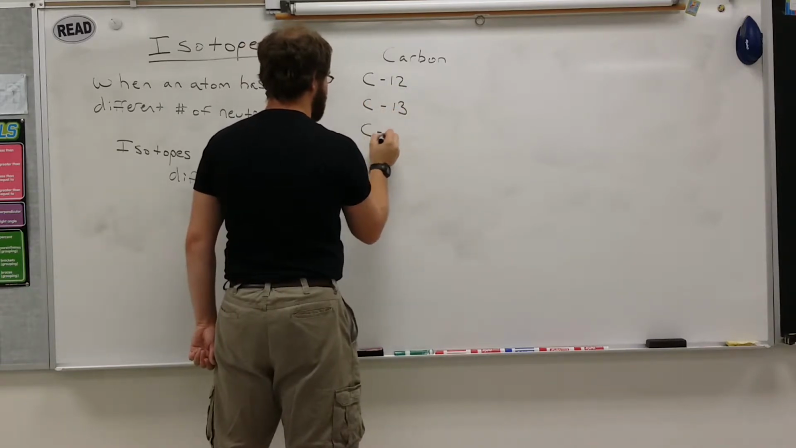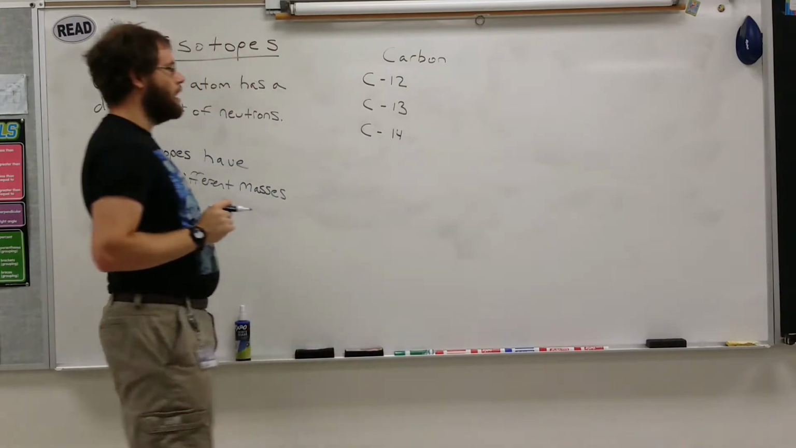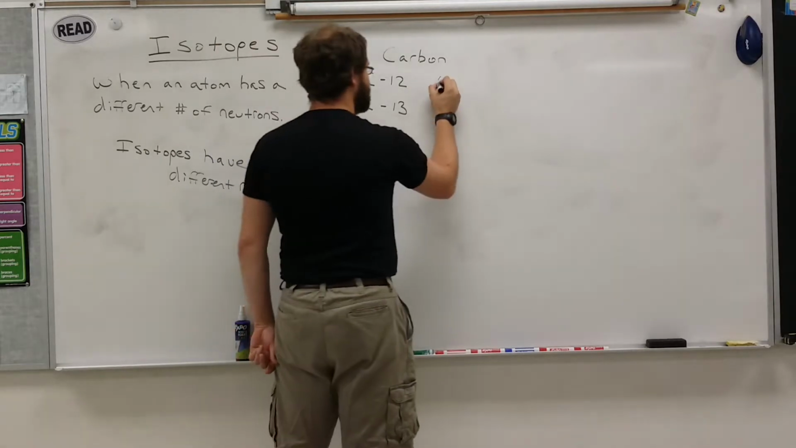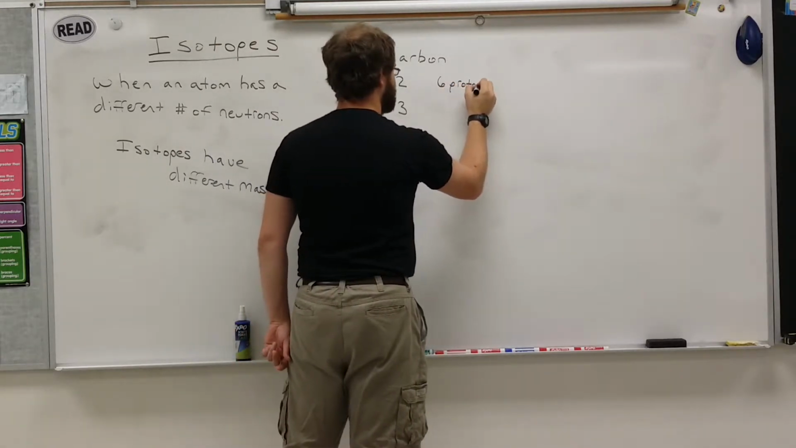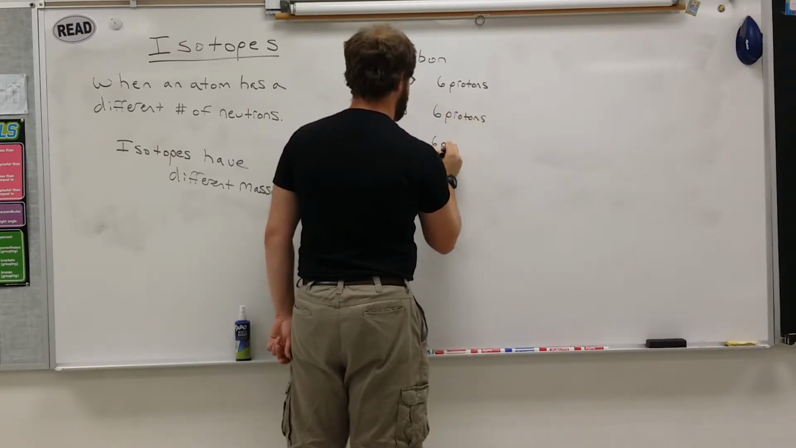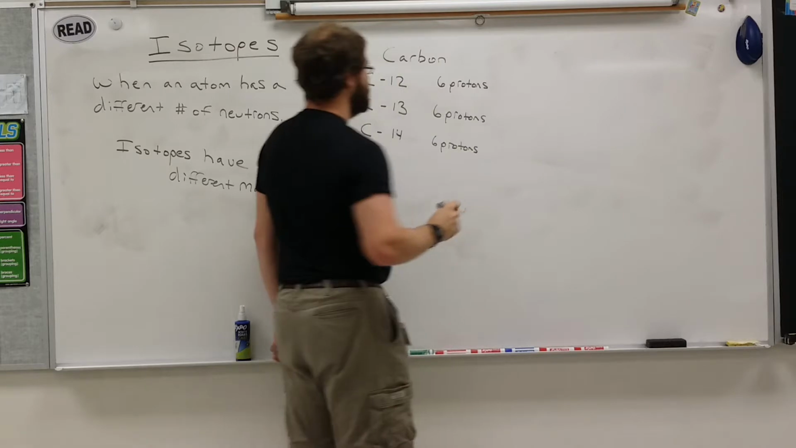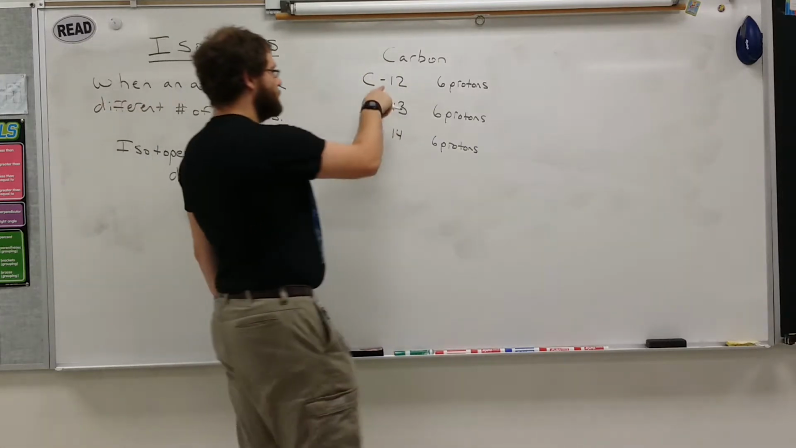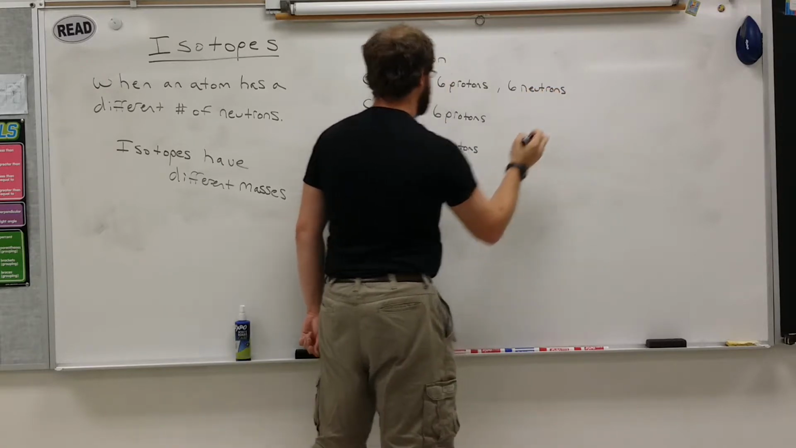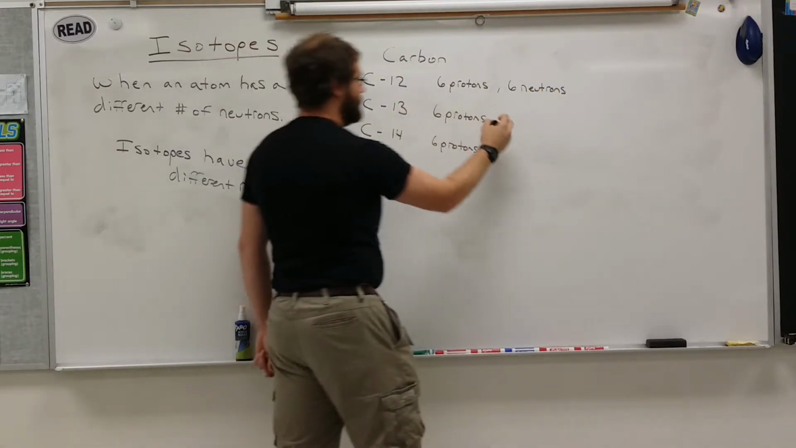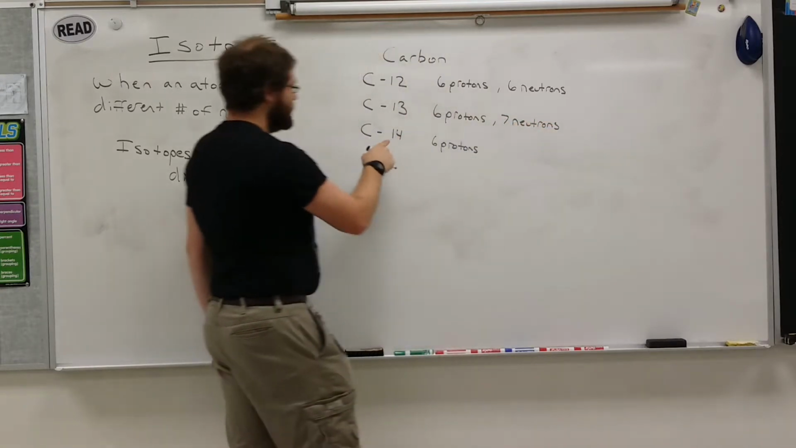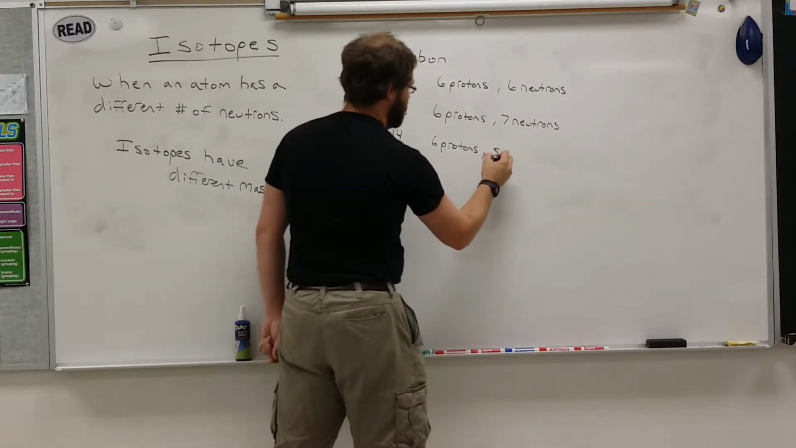C13, and C14. The most common one is C12, and that's got 6 protons, right? This carbon has 6 protons. In fact, they all have 6 protons, but each one has a differing number of neutrons. So, C12 has 6 neutrons. C13 would obviously then have 7 neutrons. And then C14 would have 8 neutrons.